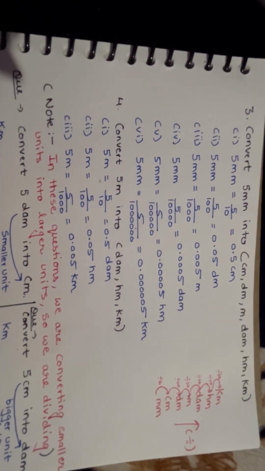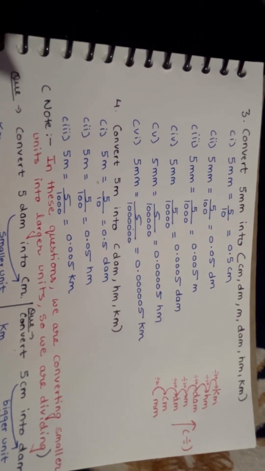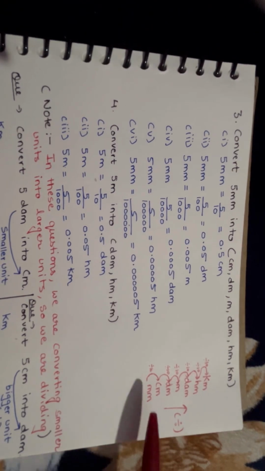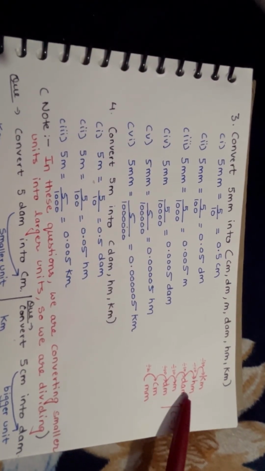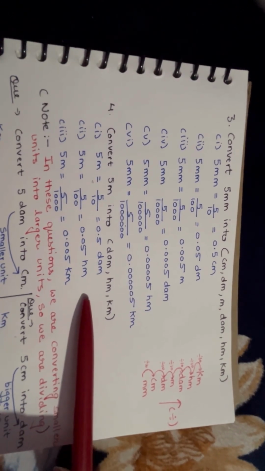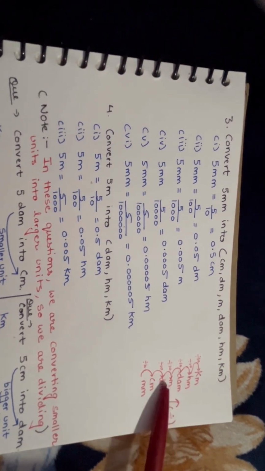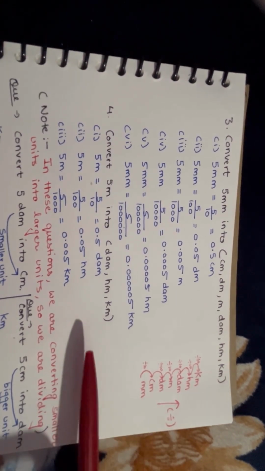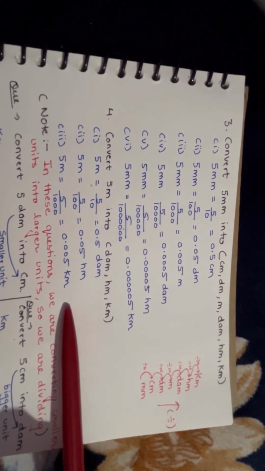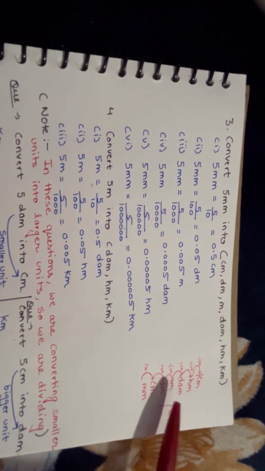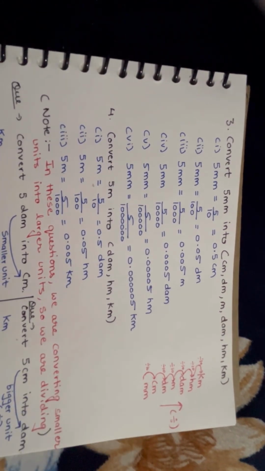And in fourth question, we are converting 5 meters into decameter. So you can see decameter is just above the meter. Then we will divide by 10. Now in second part, 5 meters into hectometer, and you can see hectometer is just 2 steps above than meter, so we will divide by 100. Now in third part you can see 5 meter into kilometers, and kilometers is just 3 steps above than meter, so we will divide by 1000.